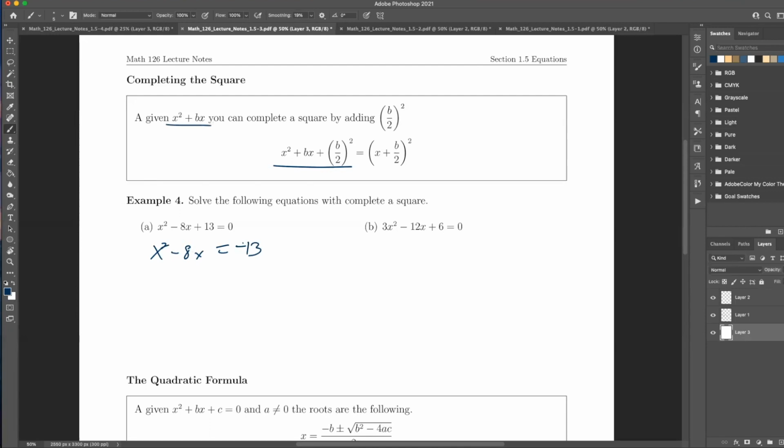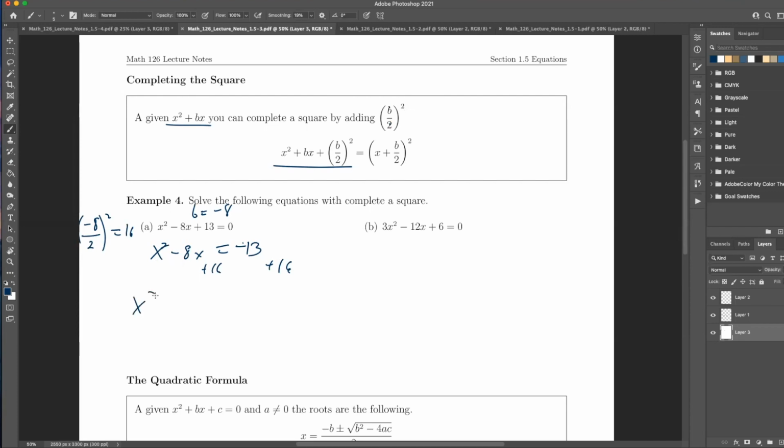Why? Because I want x squared plus bx on one side and everything else on the other. Then I'm going to add b over 2 squared. So b in this case is -8. -8 divided by 2 is -4, and then I'm going to square it. -4 squared is 16. So we're going to add 16 to both sides.